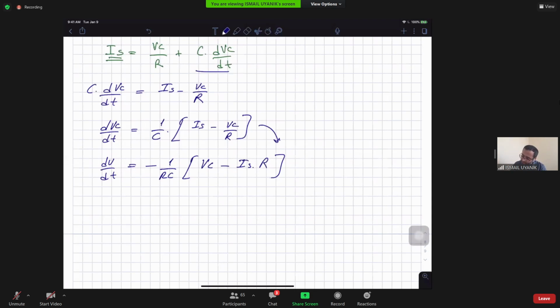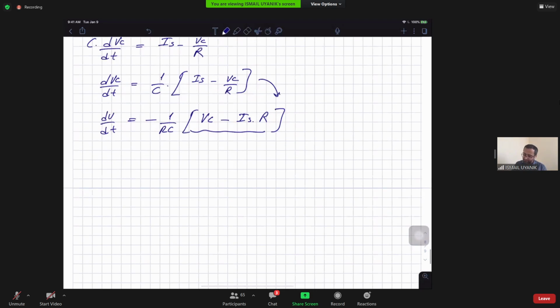And then this is again so much similar to what we have done before. So this part depends on VC. I will take it to the left hand side, so that this will be dVC over VC minus IS times R. So these are dVC, of course. And then this is going to be minus 1 over RC times dt. Okay, so in this case, now what I can do is I can take the integral of both sides.